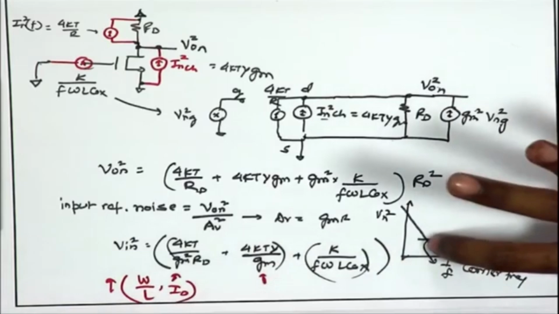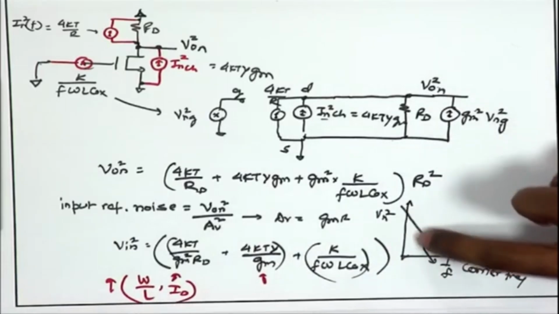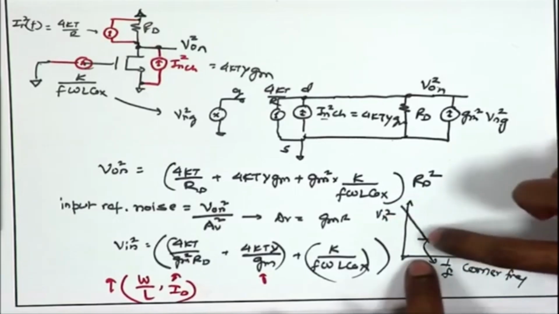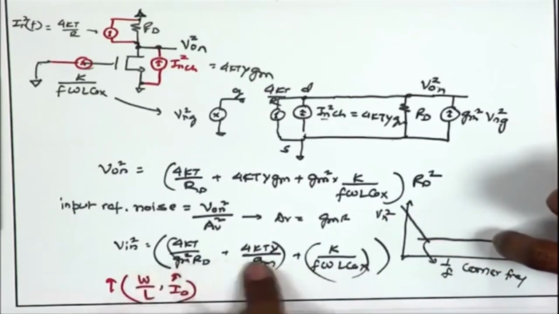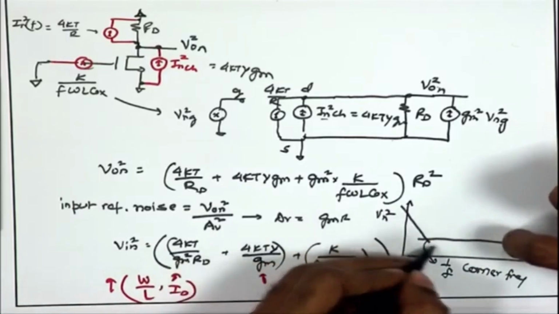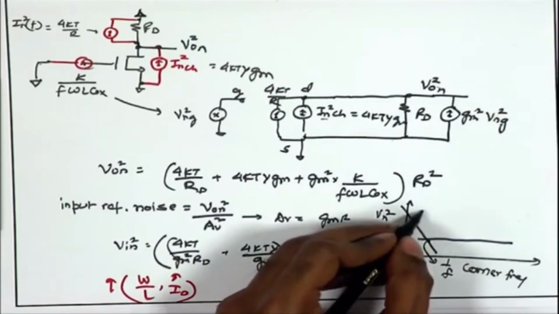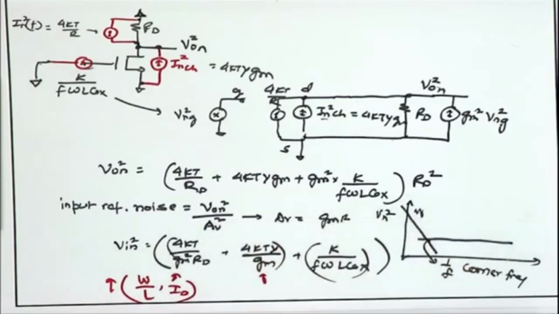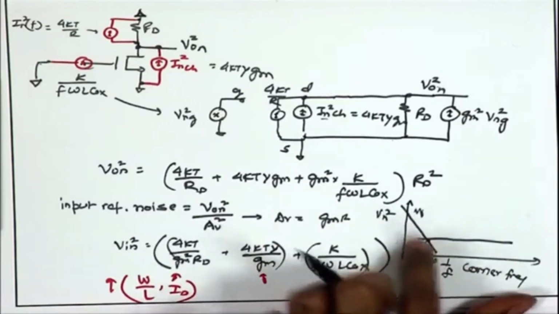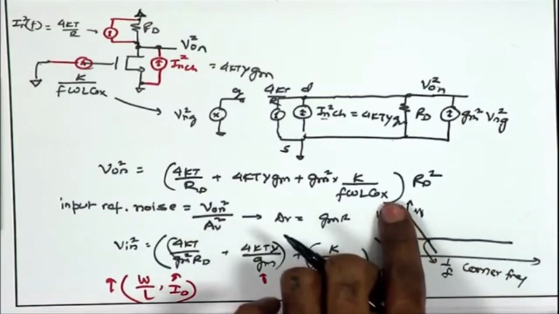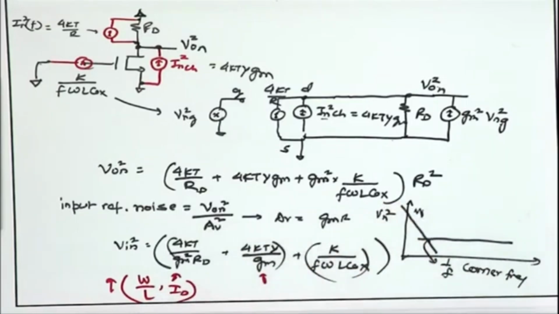Below this point, the 1 upon F noise is picking up, its contribution is increasing steeply. Above this frequency, the white noise term, the frequency independent term, is more prominent. So, in case your signal is in this region, that is below the 1 upon F corner, definitely it will get corrupted by very large noise in this region. So, we need to take care of that. So, corner frequency happens to be another very important concern while doing noise analysis in circuits. So, this is the analysis we are going to follow.